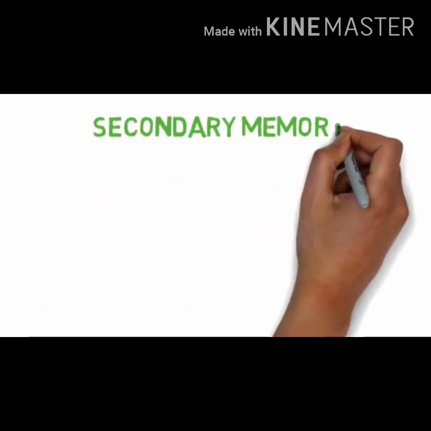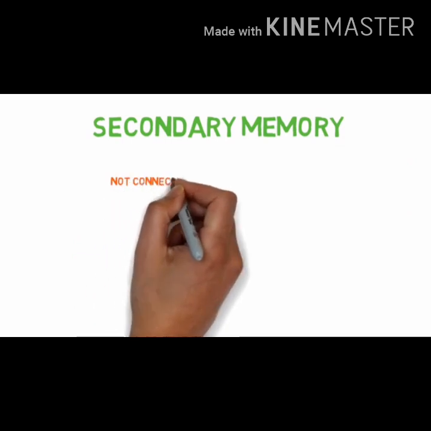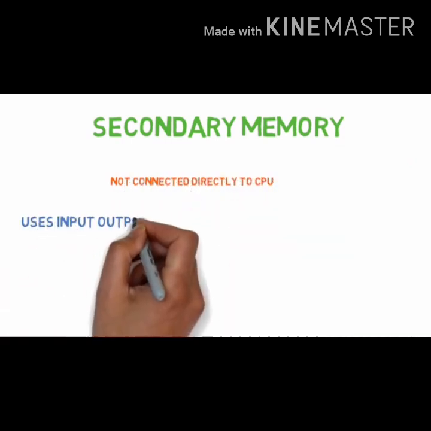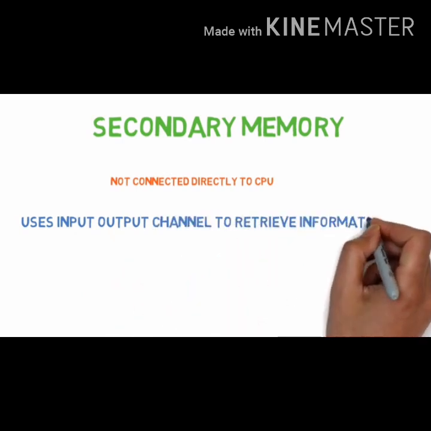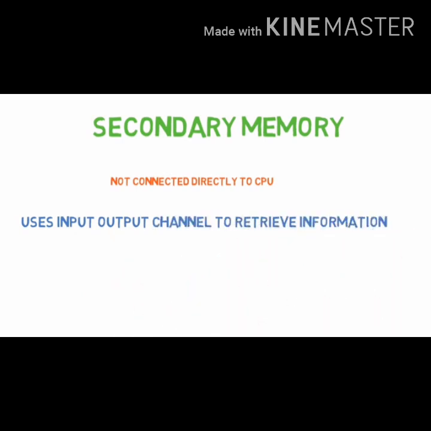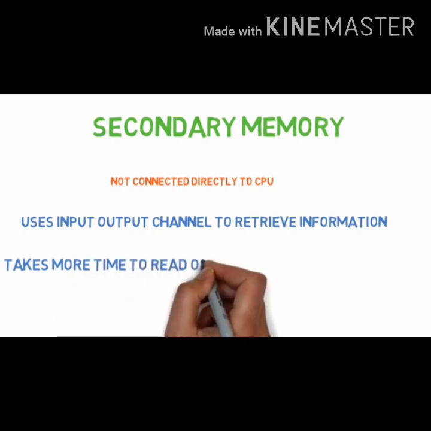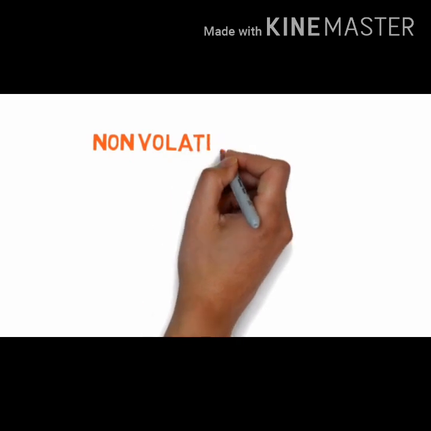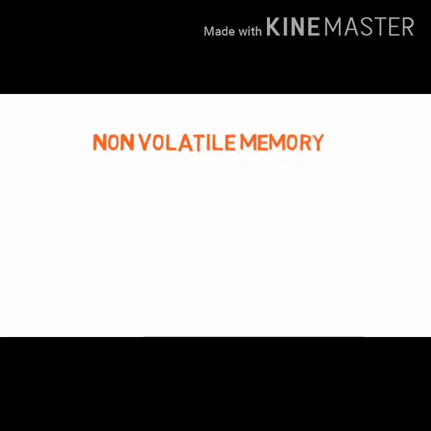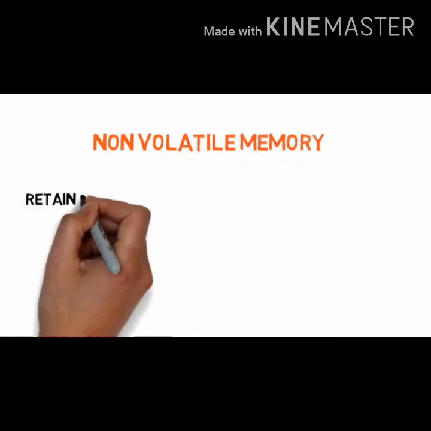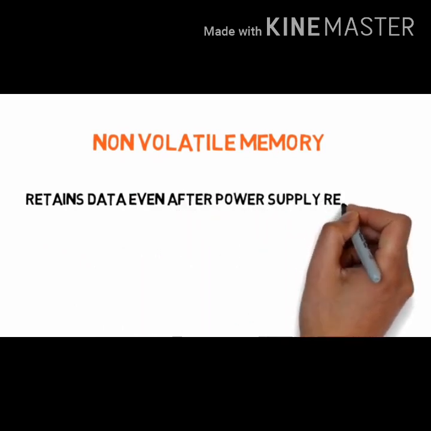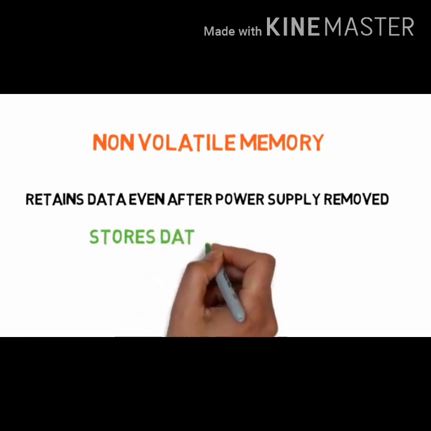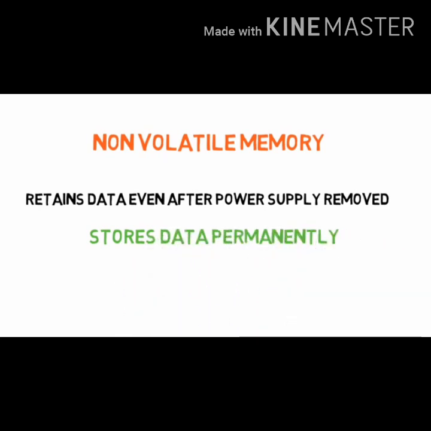Secondary storage or external memory is not directly connected to the CPU. The computer uses its input-output channel to retrieve information from secondary storage into primary memory. So it takes more time to access data from secondary memory than primary memory. Secondary storage is also called non-volatile memory because it retains its data even after removing the power supply. Secondary storage devices are important because they store your data permanently until it is overwritten or deleted.